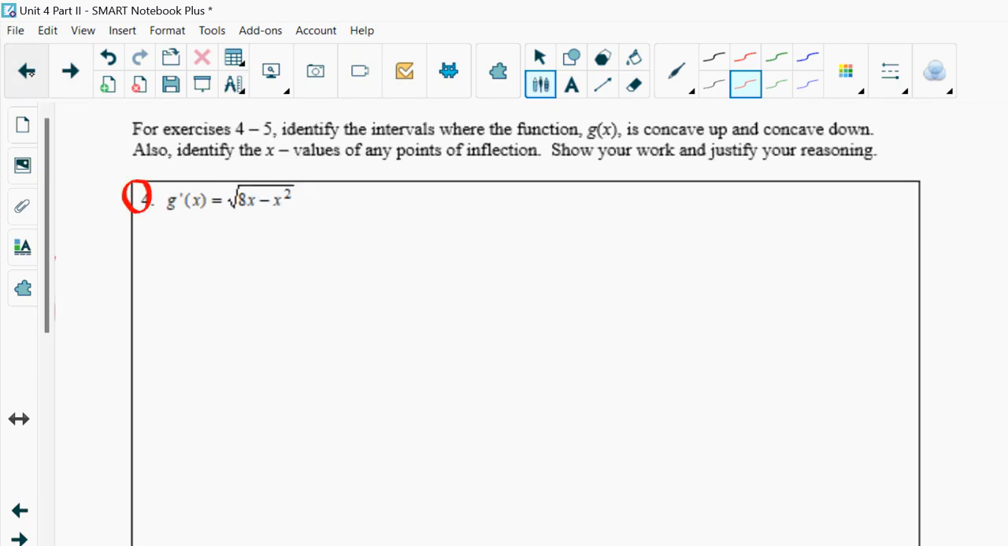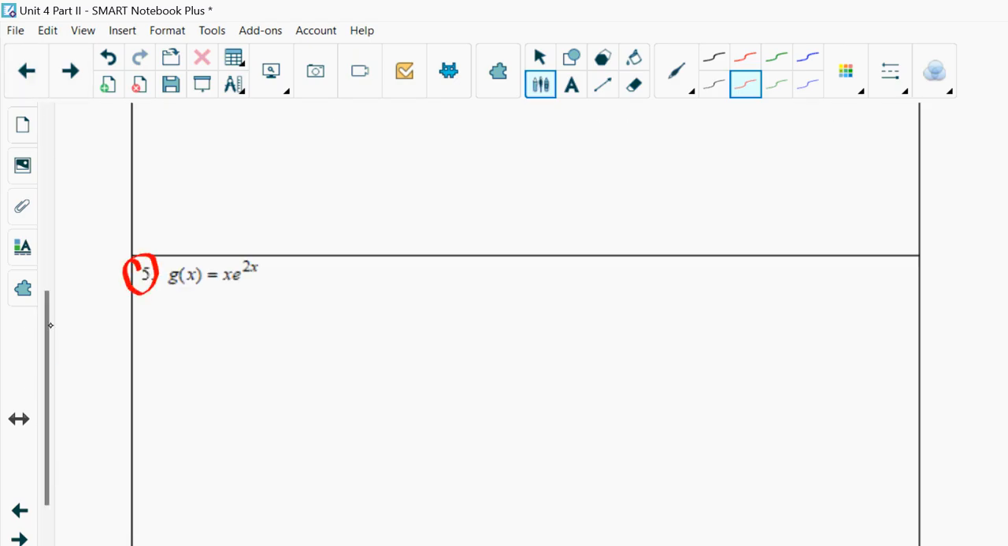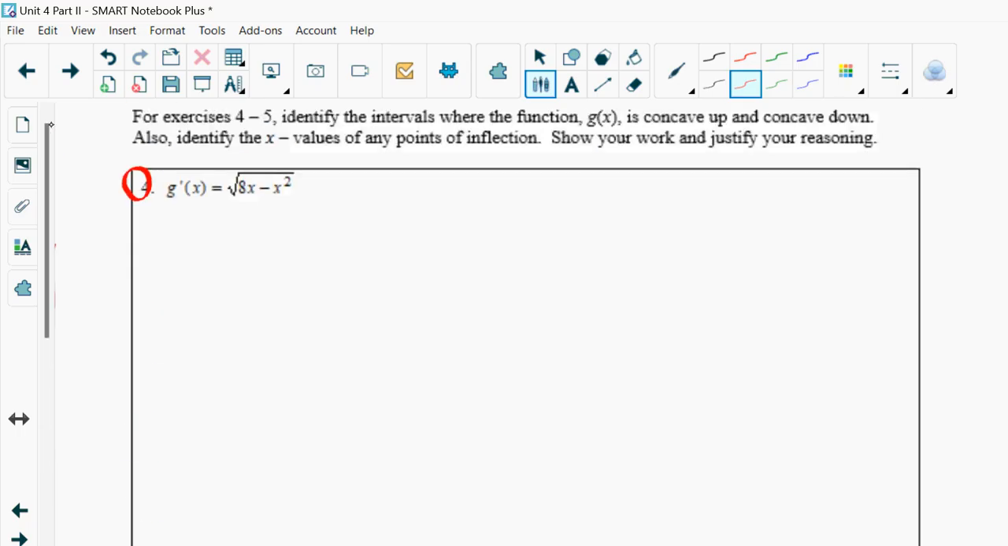And let's do 4 and 5. I will say number 4 looks kind of gross, but that's already the first derivative. So, again, notice you need the second derivative. It's probably going to be gross.